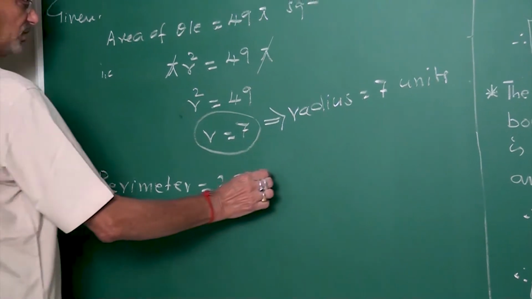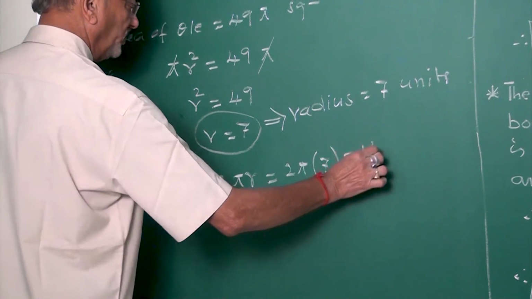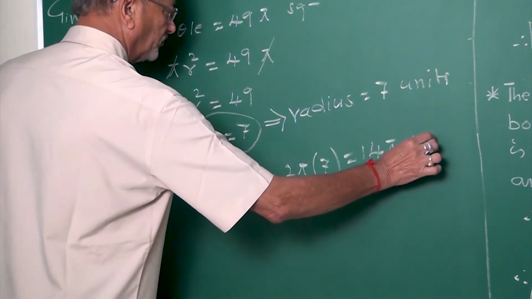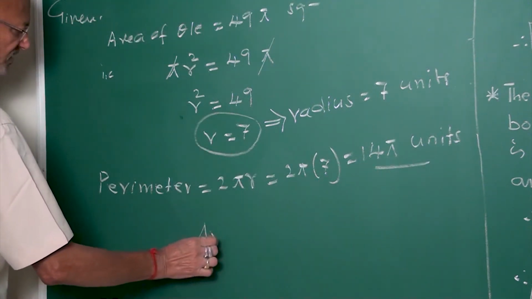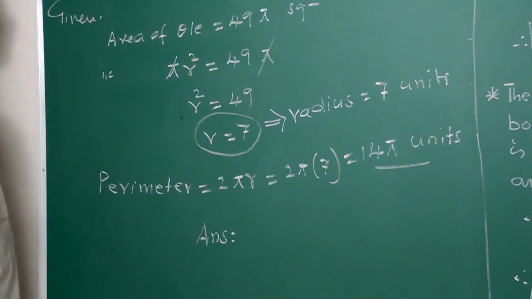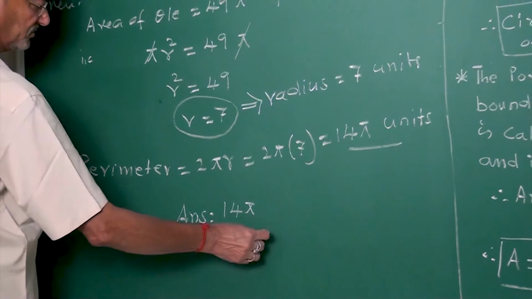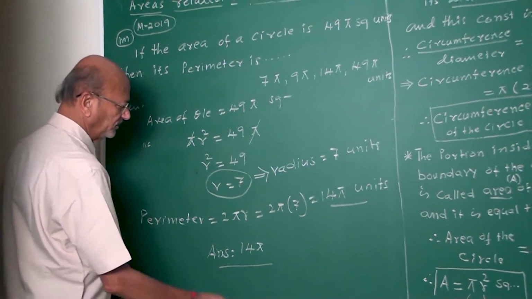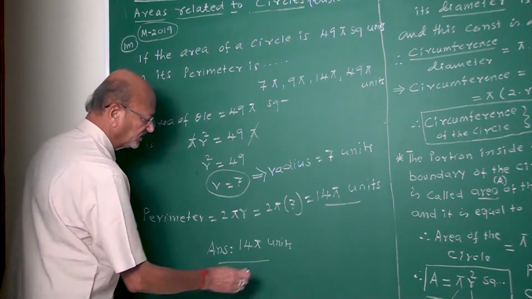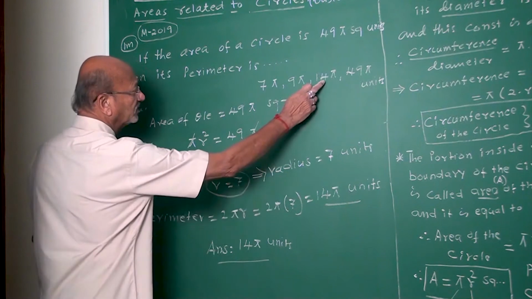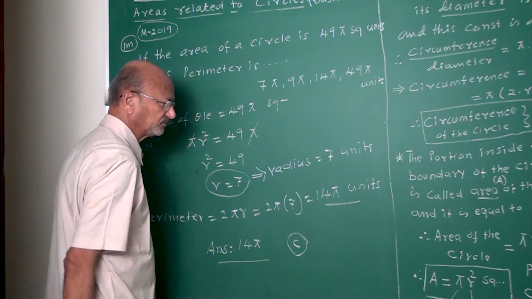Perimeter of the circle is 2 pi r. Put the value: it is 2 pi into 7. If you simplify, it is 14 pi units. Then which option is the correct answer? 14 pi is the correct answer, my friends, 14 pi units. What is the option here, my friend? Third option. This option is C.